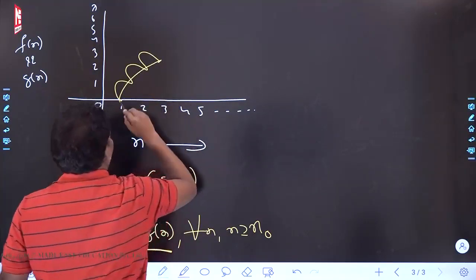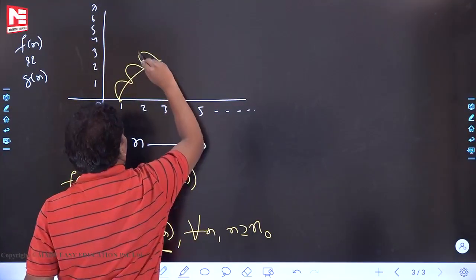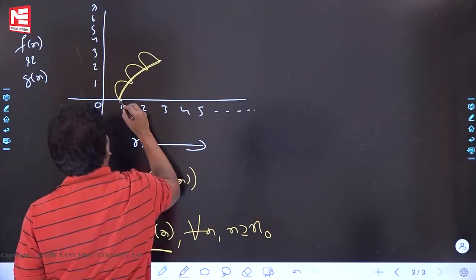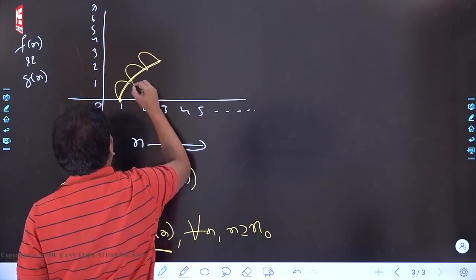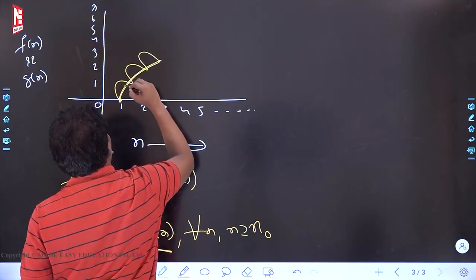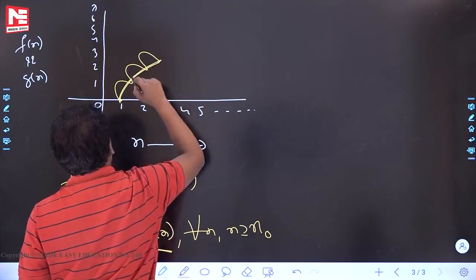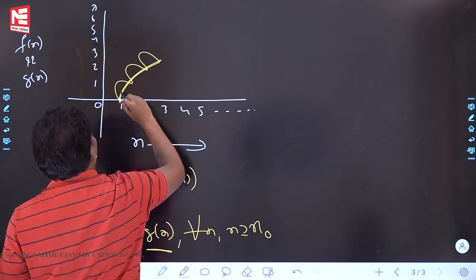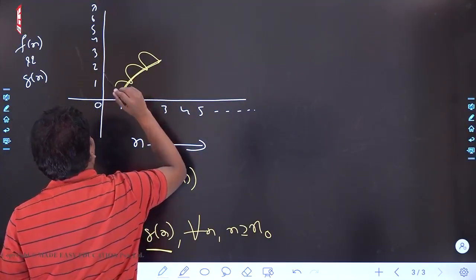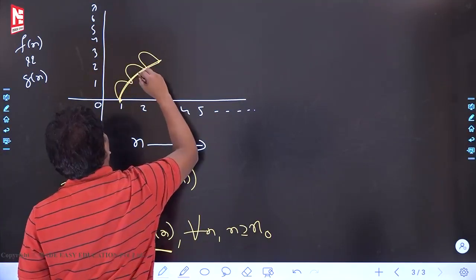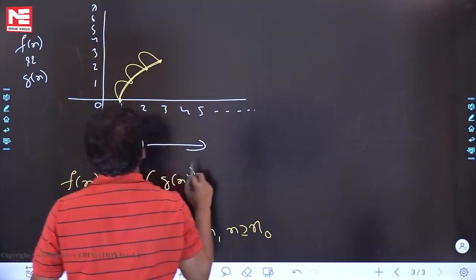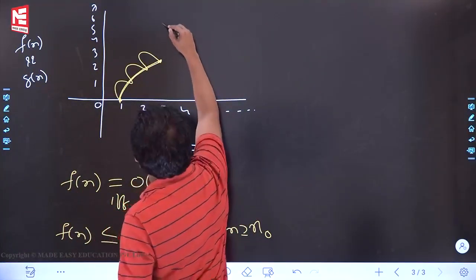See this one. The one which is increasing and decreasing, assume that is f of n. The one which is going straight like this, assume that is g of n. At this place, who is bigger? Both are same. Here, f of n. Here, g of n. Here, f of n. Here, g of n. Something like that.